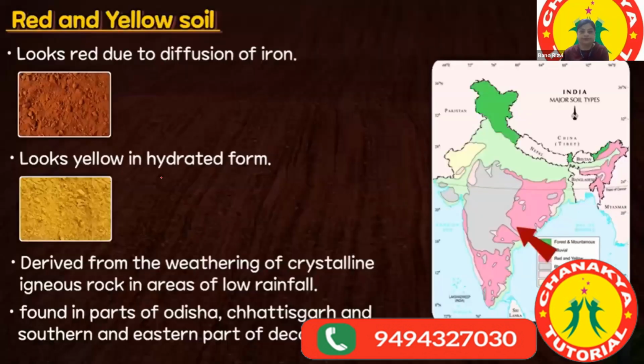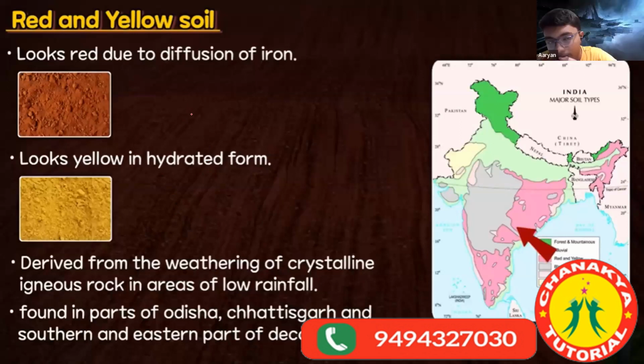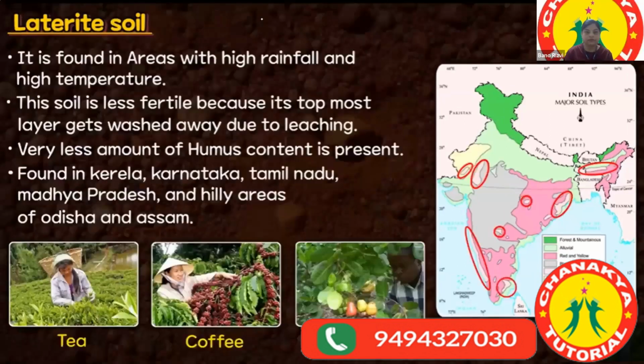Red and yellow soil. Dharia, your audio is not working. Okay, Aryan, you read. Red and yellow soil looks red due to diffusion of iron. It looks yellow in hydrated form. Derived from weathering of crystalline igneous rock in areas of low rainfall. Found in parts of Odisha, Chhattisgarh, and south and eastern part of Deccan Plateau. Good. Read this also.